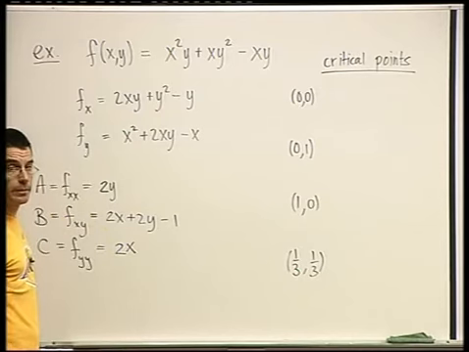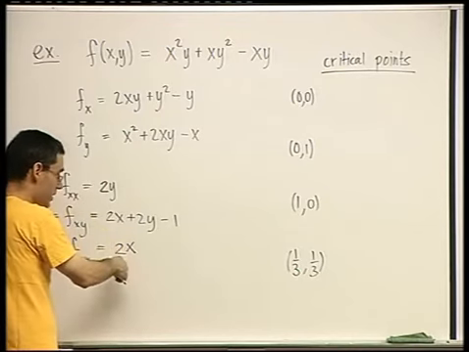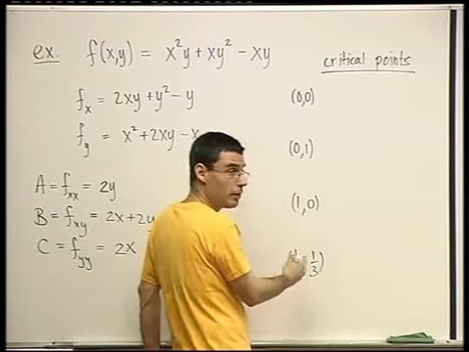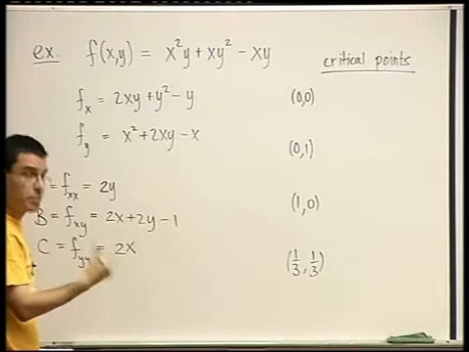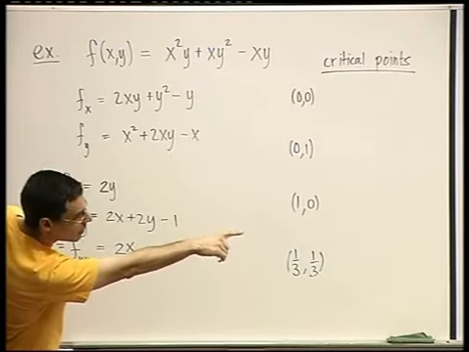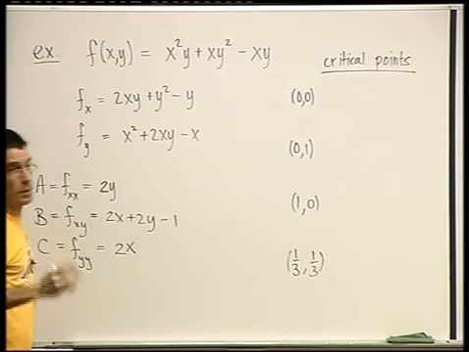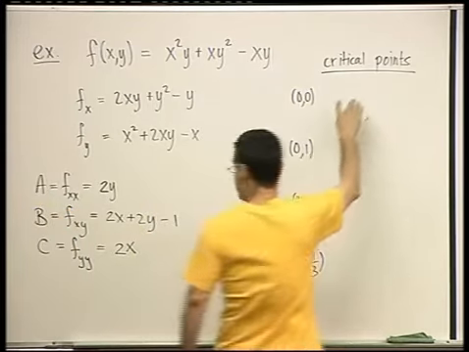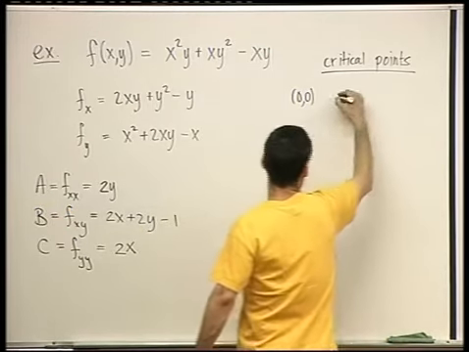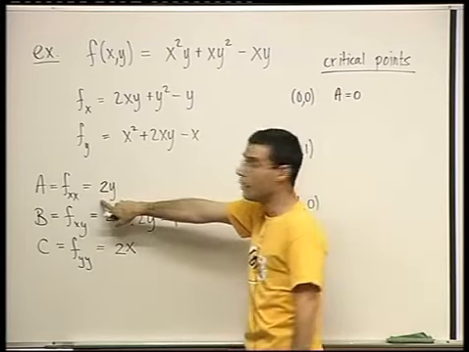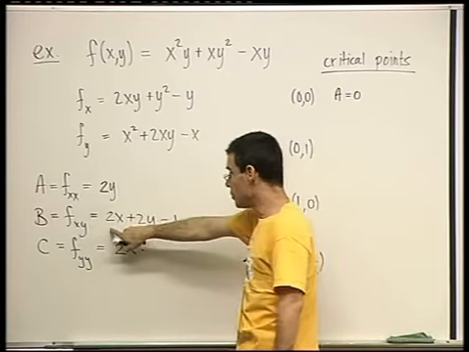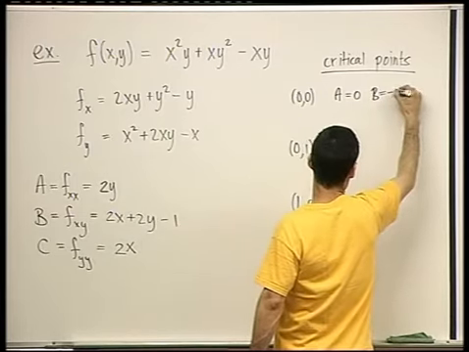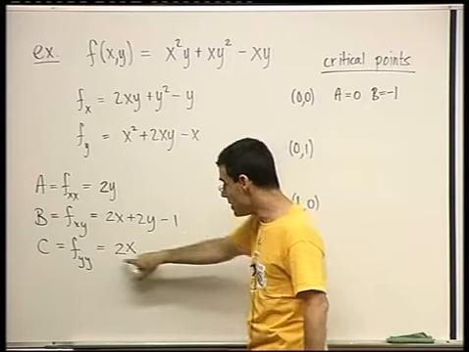Does everybody agree? Now we have to calculate these separately at each of these points and determine whether a is positive and whether ac minus b squared is positive or negative or 0. Okay, so let's do that. So at the point 0, 0, a equals 0 because it's 2y. B is 2x plus 2y, which is 0 minus 1. So b is negative 1. And c is 2x, which is 0.